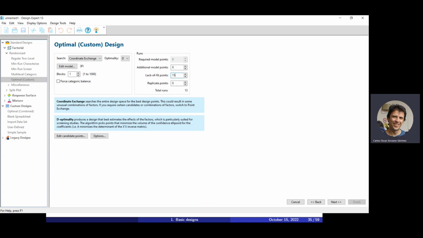5 is too little. So let's see if we can put 15, for instance. Then we will need 23 animals. And let us add one more so that we have 24 animals. So we have 24 animals, and then we can go for the next step.